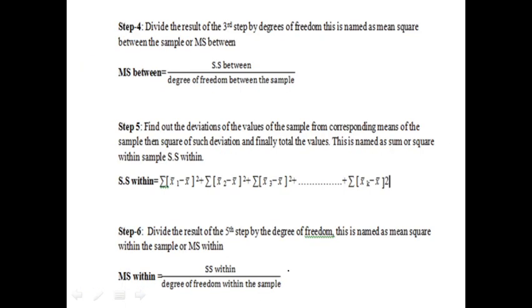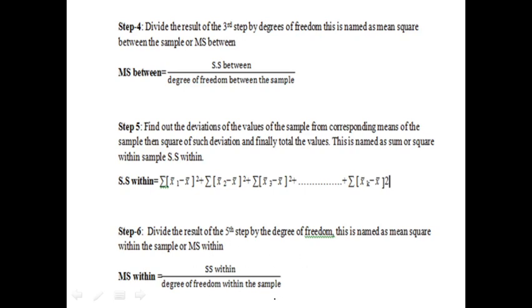In the fourth step the result obtained in step three is divided by the degrees of freedom between the samples, so that we get the mean square between. In the fifth step we get the sum of squares within the sample. From this we get step 6, where the mean square within the sample is calculated, where the sum of squares within the sample is divided by the degrees of freedom within the sample.